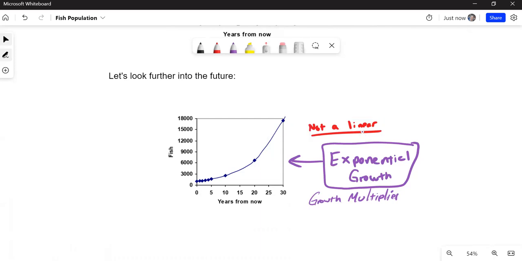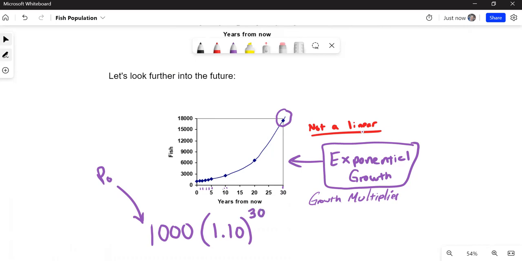Let's talk quickly about how I got this number right here at the 30th year. Well, what I did is I took the 1,000 fish. That was the starting population, right? That was my, what we called P naught. And then I just really multiplied by this multiplier each year 1, 2, 3, 4, 5, 6, 7, 8, 9, 10, all the way to 30. So really I did that 30 times. So a quick way to do that on a calculator is just take and raise 1.10 to the 30th power.